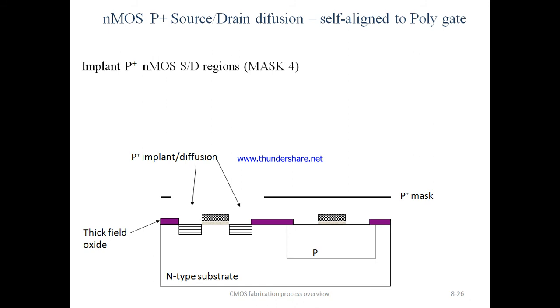And next step is the NMOS P plus source and drain diffusion. This is self-aligning to the poly gate. Implant P plus NMOS source and drain regions by using mask 4.